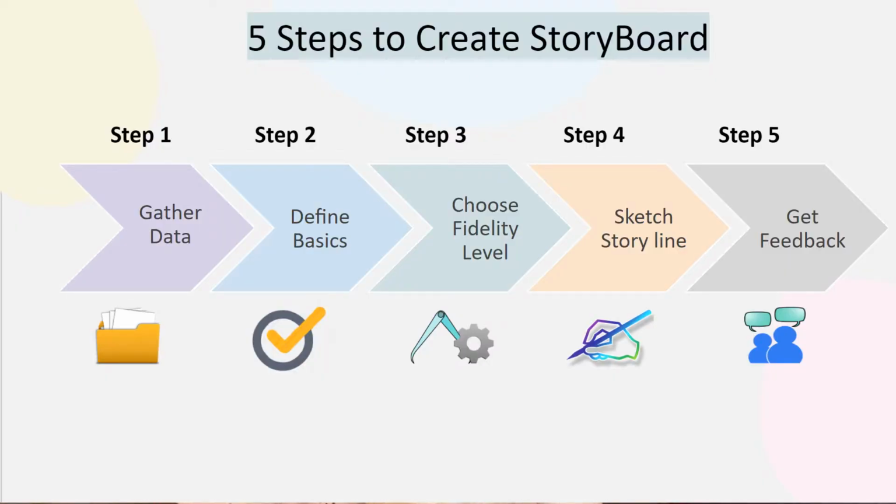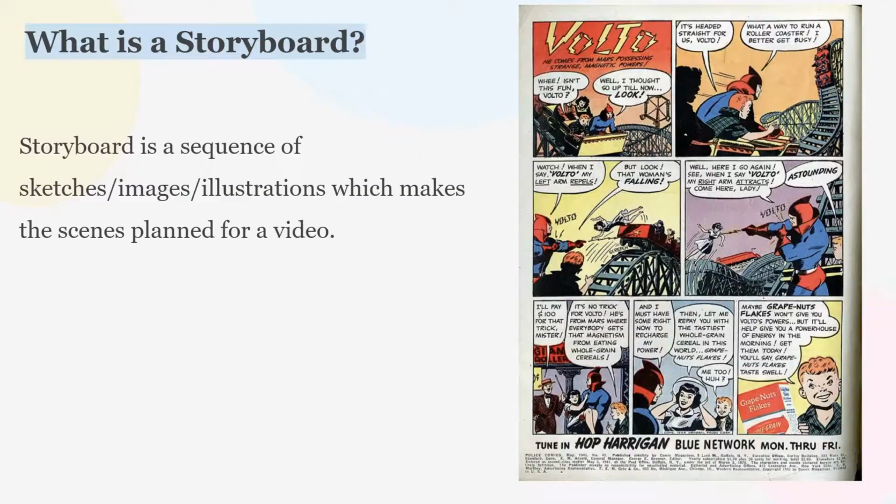Let's quickly brush up our skills and understand what is a storyboard. Storyboard is a visual way of telling stories. Storyboard is a sequence of sketches, images, illustration which makes the scenes planned for a video. Like you can see on the left side of the screen, there is a sequence of different sketches which have been planned. This is something which is an example of storyboard.